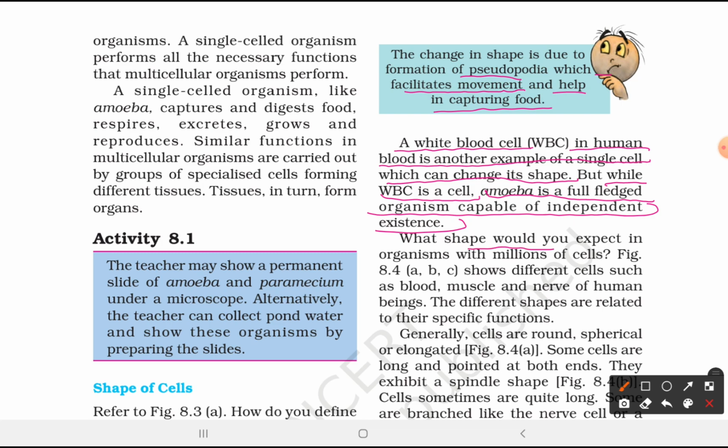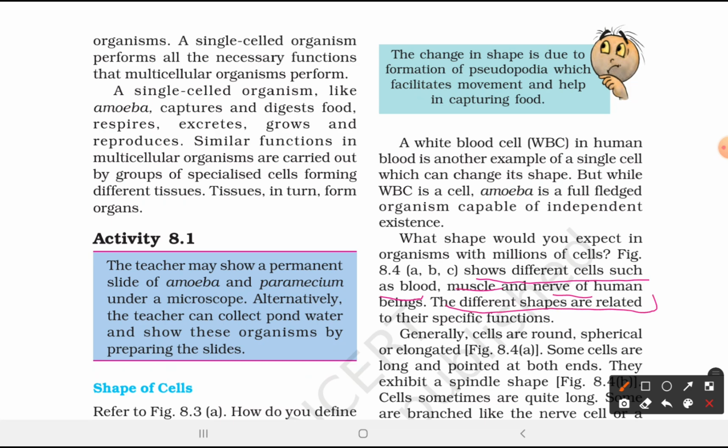What shape would you expect in organisms with millions of cells? Figure 8.4 a, b and c shows different cells such as blood, muscle and nerve cells of human beings. The different shapes are related to their specific functions. Generally, cells are round, spherical or elongated, as shown in figure 8.4a. Some cells are long and pointed at both ends.